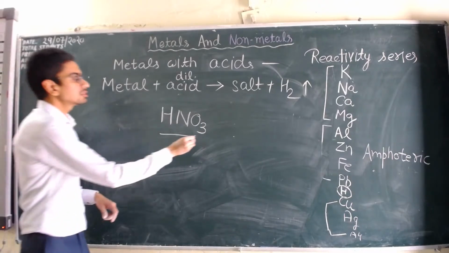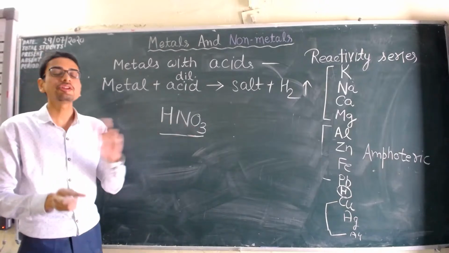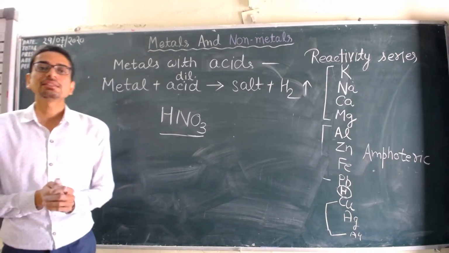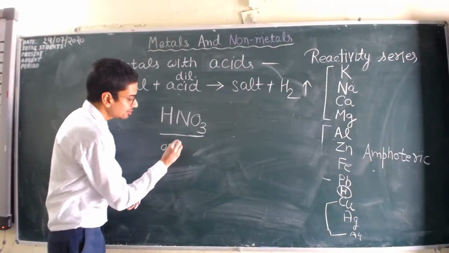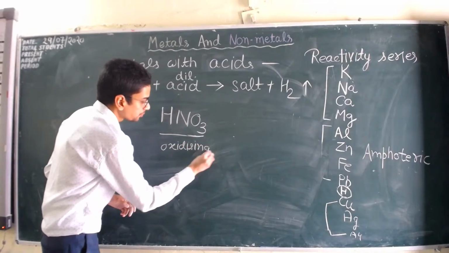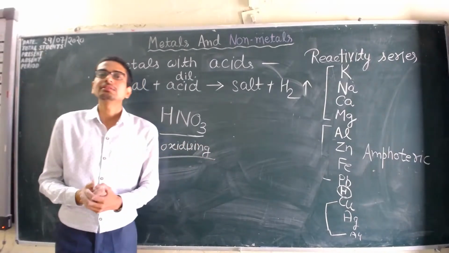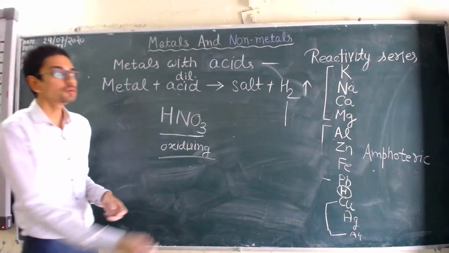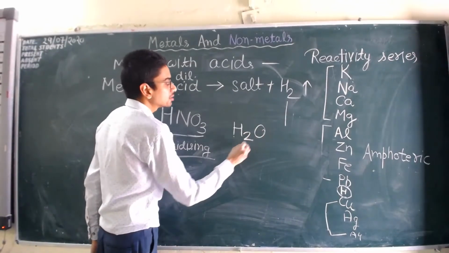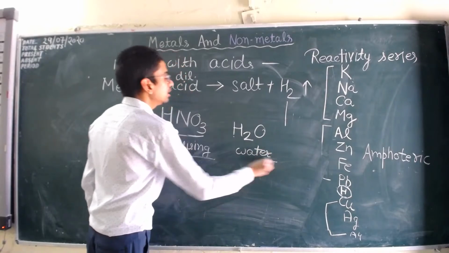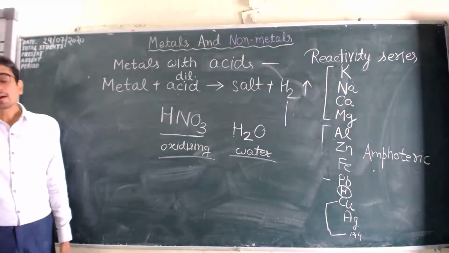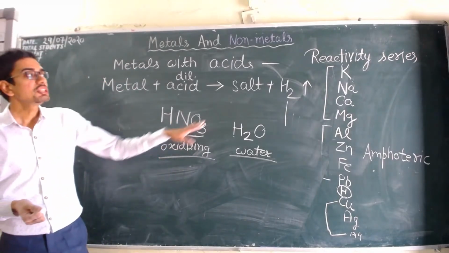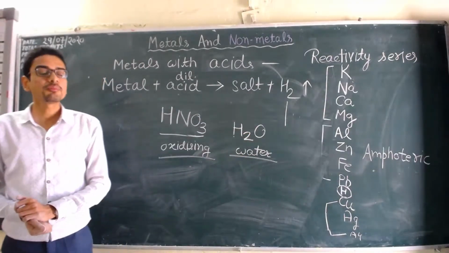Why does this happen? Because you can see there are 3 oxygen atoms, so nitric acid is highly oxidizing. This is an oxidizing agent. Nitric acid is an oxidizing agent. That's why the hydrogen gas that is forming will convert into hydrogen oxide, meaning water. So in the reaction of metals with nitric acid, hydrogen gas will not be formed, because nitric acid is an oxidizing agent and it will change hydrogen to hydrogen oxide, forming water.